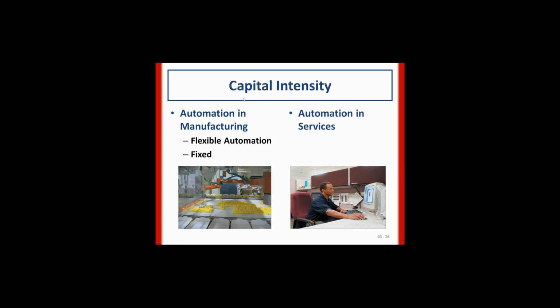Automation in manufacturing can be either flexible automation or fixed automation. Fixed automation produces one type of part or product in a fixed sequence. Flexible automation, on the other hand, can be changed to handle various products. An example of flexible automation can be an industrial robot.